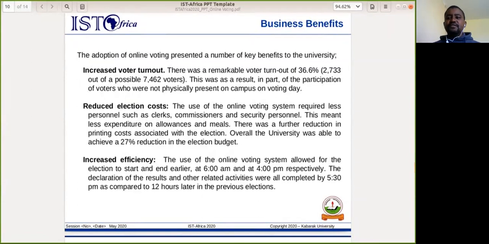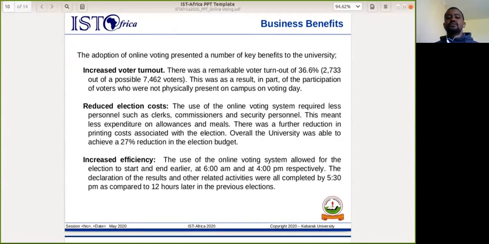So the benefits that accrued from this system when we used it in the November election were, number one, increased voter turnout. This time we had 36.6% turnout, up from around 27% in the previous election. This was 2,733 voters out of a possible 7,162 voters. We were able to reduce the election costs by 27%. We needed less staff, and as a result, less allowances, less meals, and less on logistics.